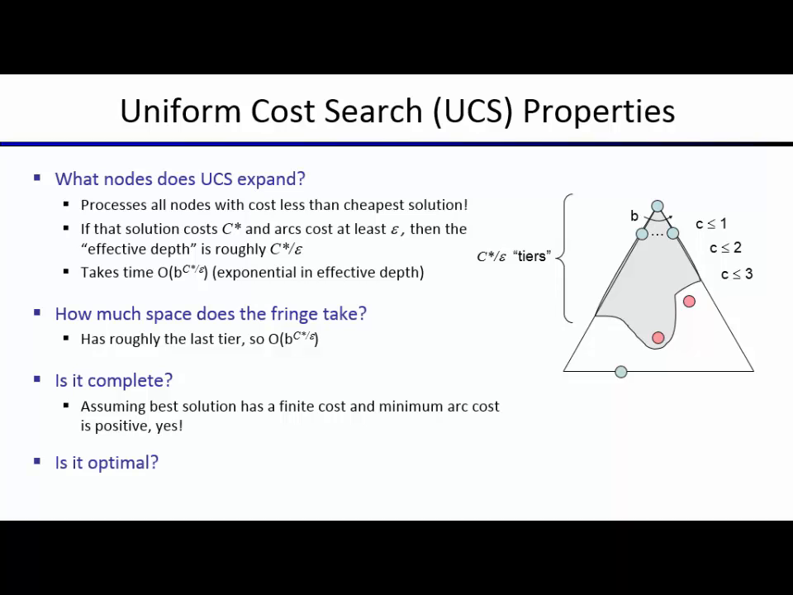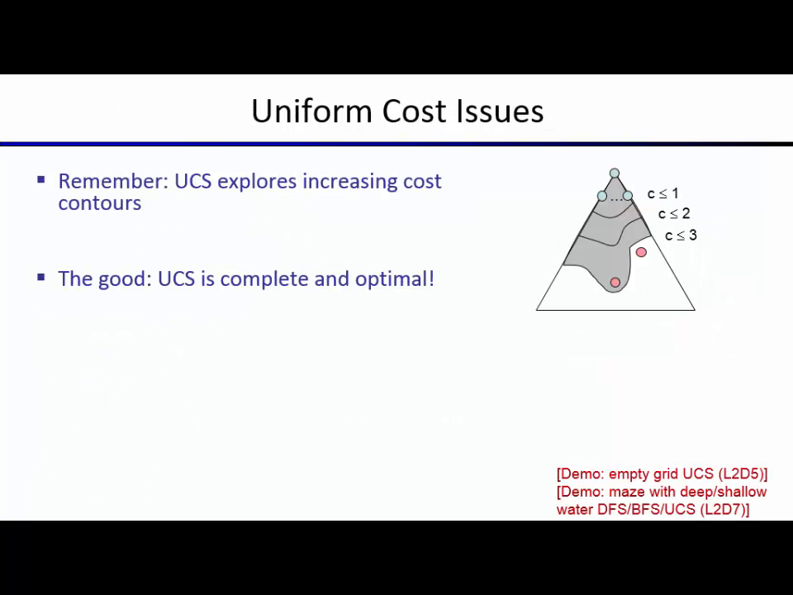Is it optimal? We won't prove it right now. We'll claim it's optimal. Next lecture, we'll see a proof for this as a special case of another proof that we'll be covering. But the intuition here is that you explore everything that's reachable below a certain cost. And so by the time you declare success, nothing is left that could be cheaper. Okay, so it's complete and optimal. That's good.